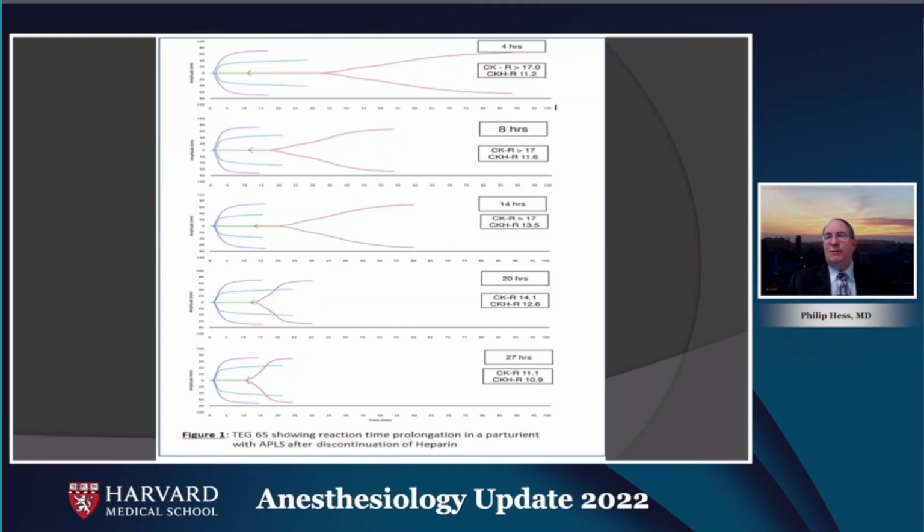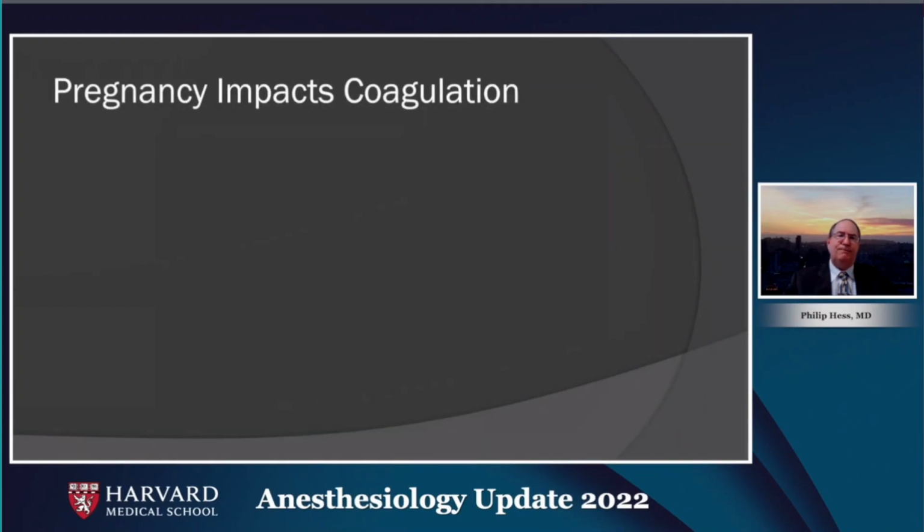So she had to be off heparin, even 7,500 units of heparin for over 24 hours in order to return to baseline. We need to have more data. We need to have better understanding of how to care for these patients. And I think the future of research in obstetric anesthesia is going to include these types of things.